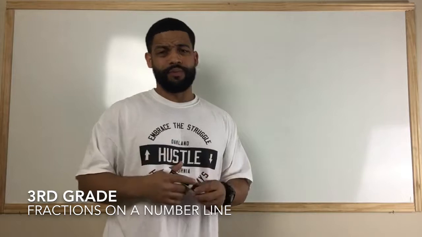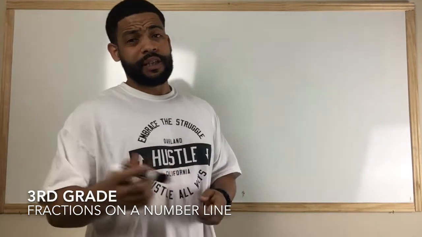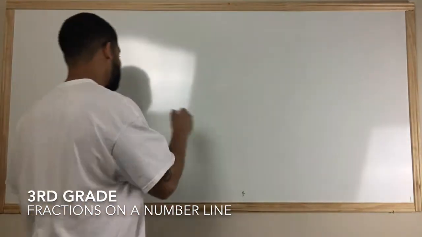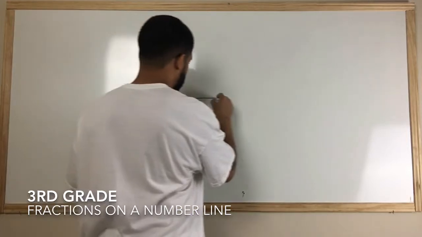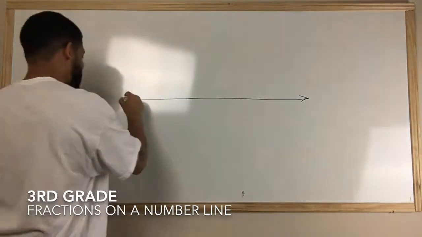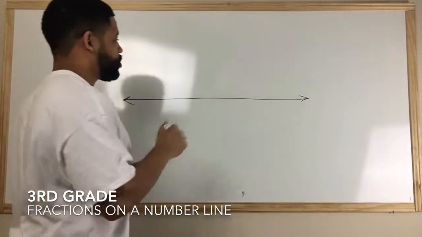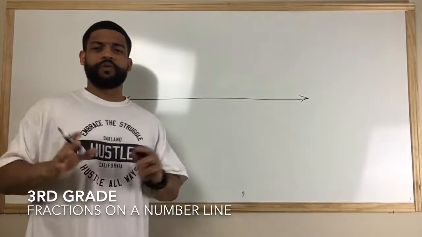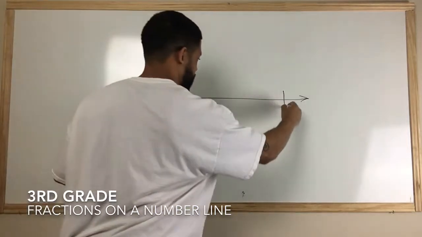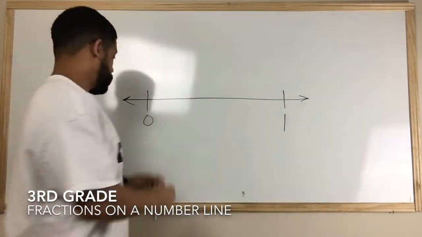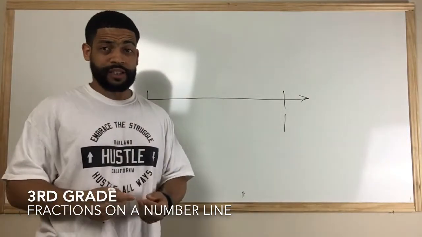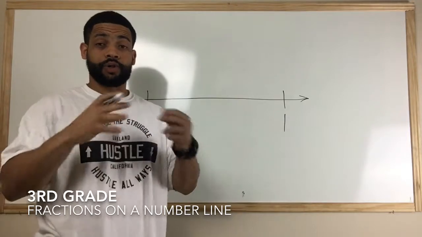Number lines are very, very important when it comes to mathematics. In this lesson, I'm going to show you how to represent a fraction using a number line. So let's draw this number line, and we're going to pretend that it's perfectly straight, even if it may not be. The way they want the kids to represent it is strictly between 0 and 1, with 1 representing one whole, because the fractions all together make up one whole.